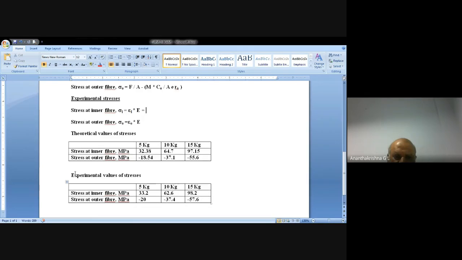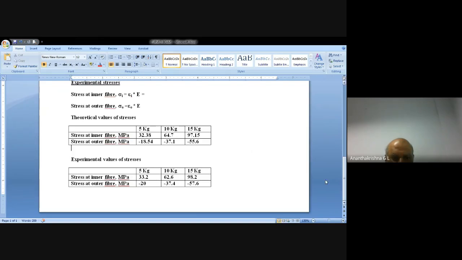Others, please note down, calculate and cross-check the experimental values of stresses. It is now on your screens. Please check your answers.